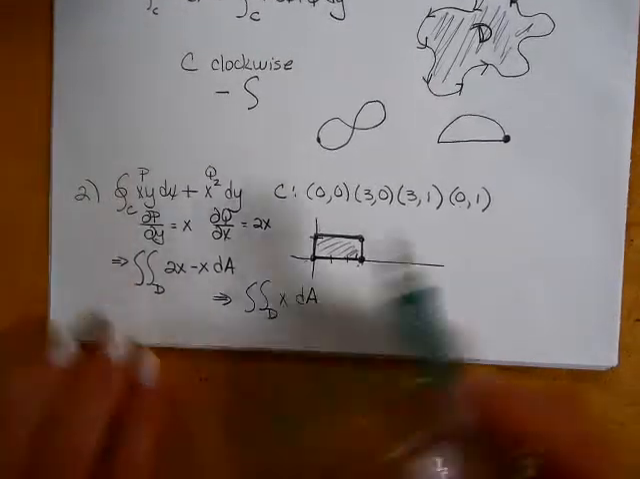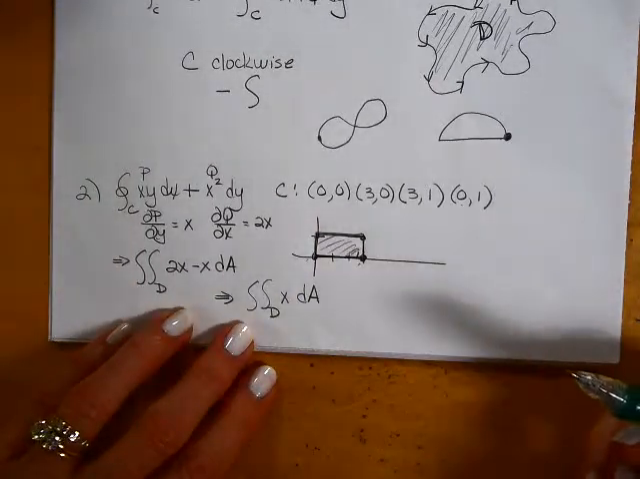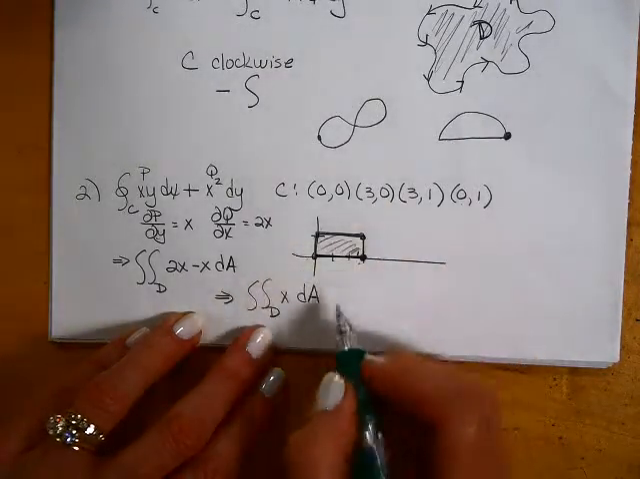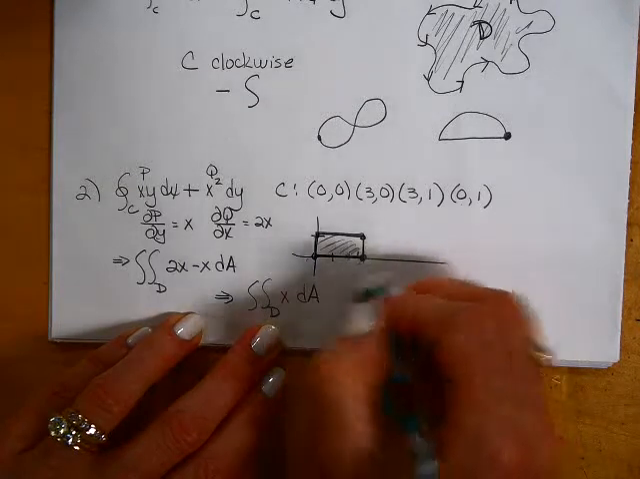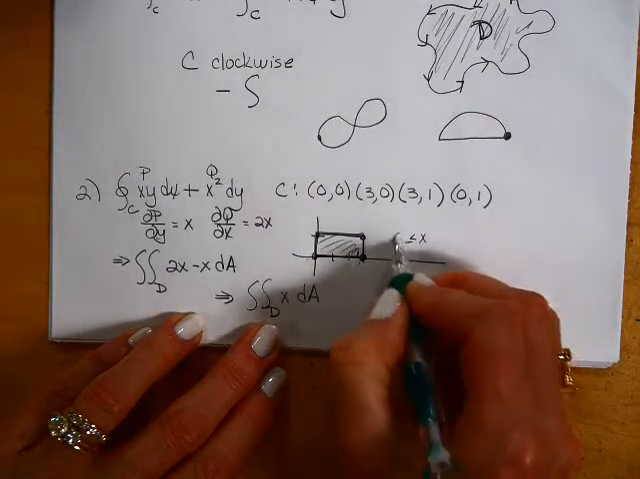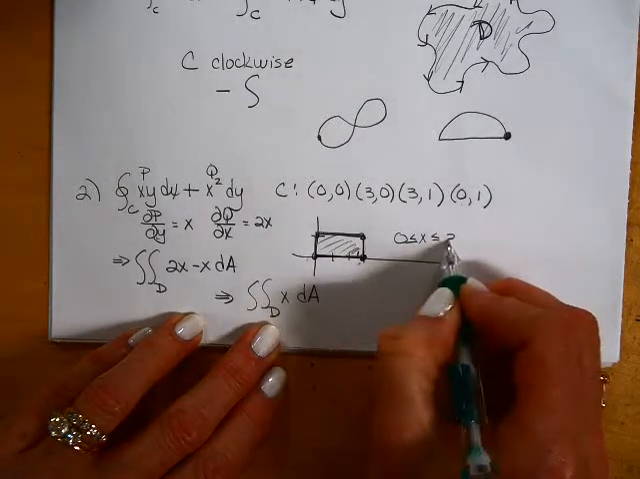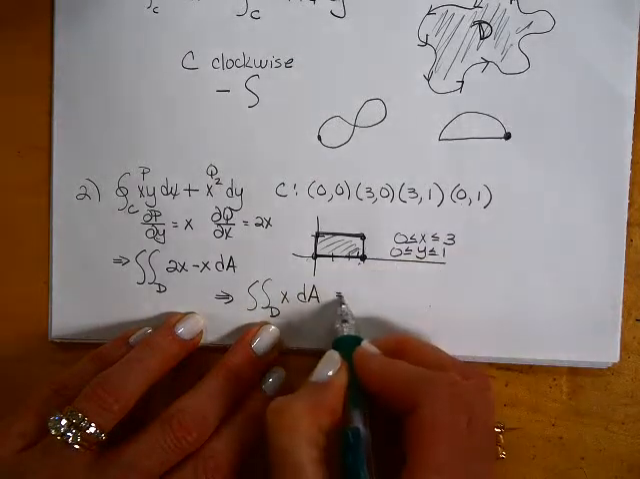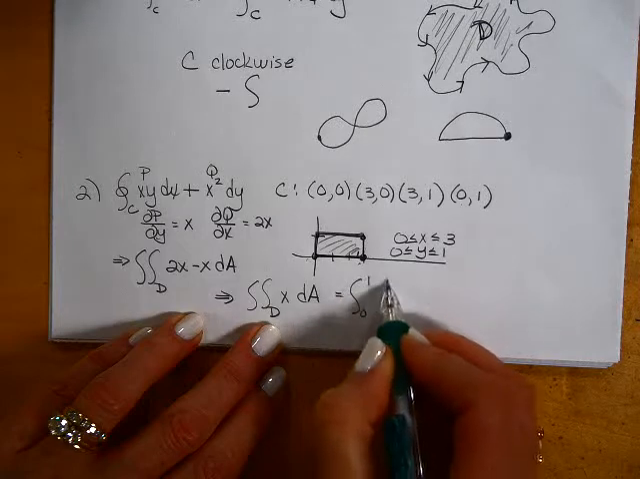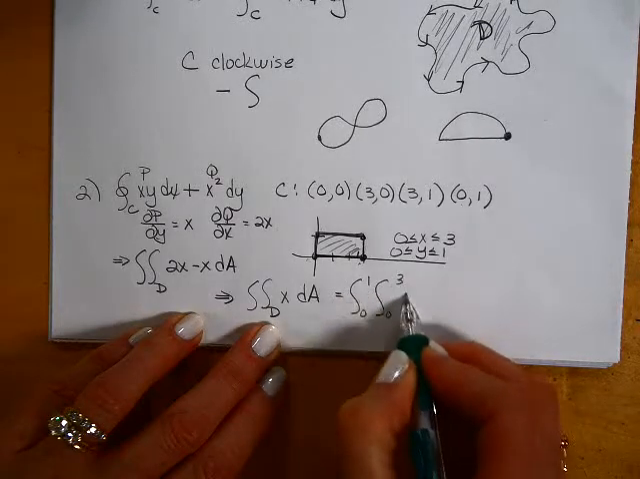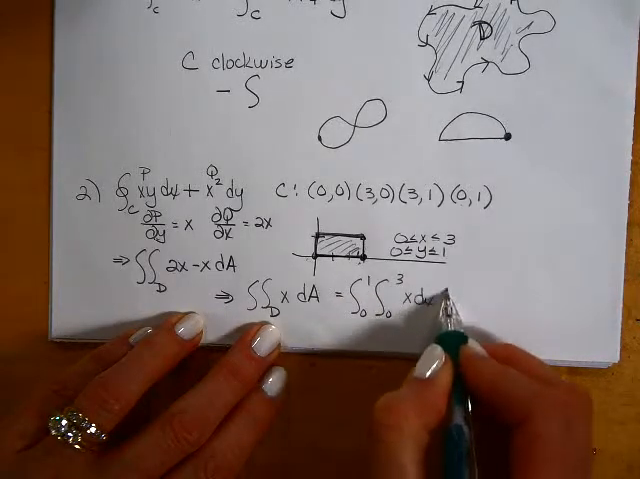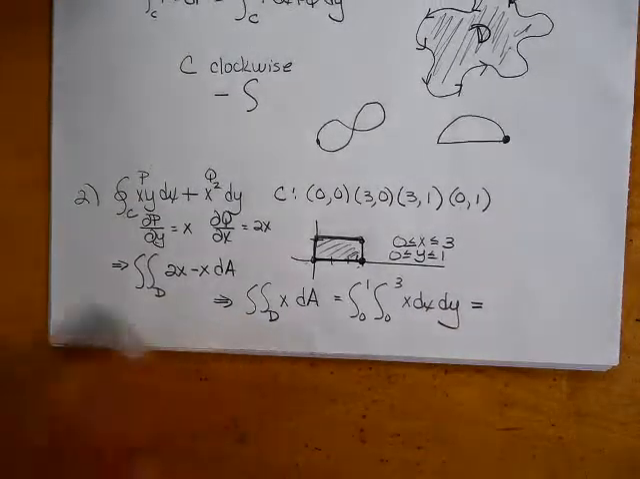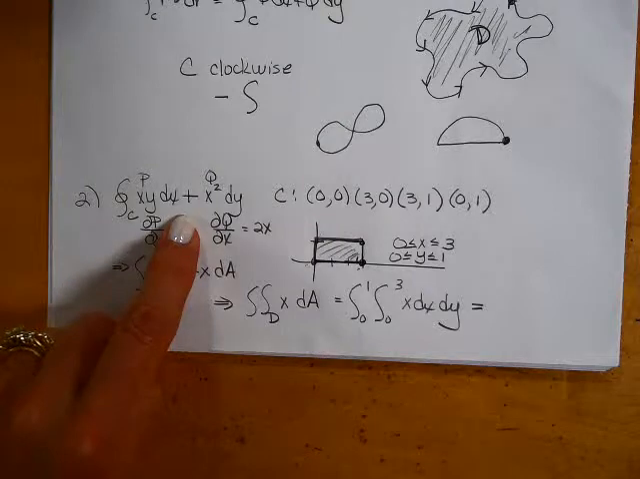So now you have to figure out your limits of integration for this, for your x's and your y's. These are all constants. So in my picture here, I've got x going from 0 to 3, y going from 0 to 1. So this changes to the integral from 0 to 1, 0 to 3, x dx dy. And just evaluate that, and that is the value of this line integral.